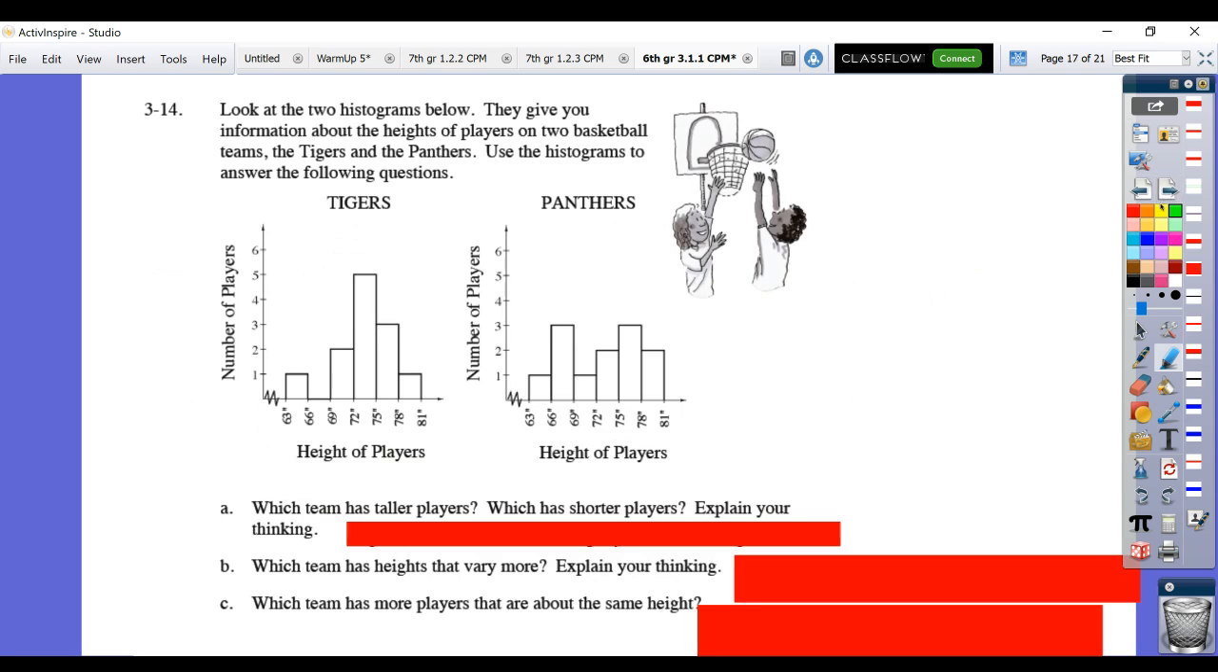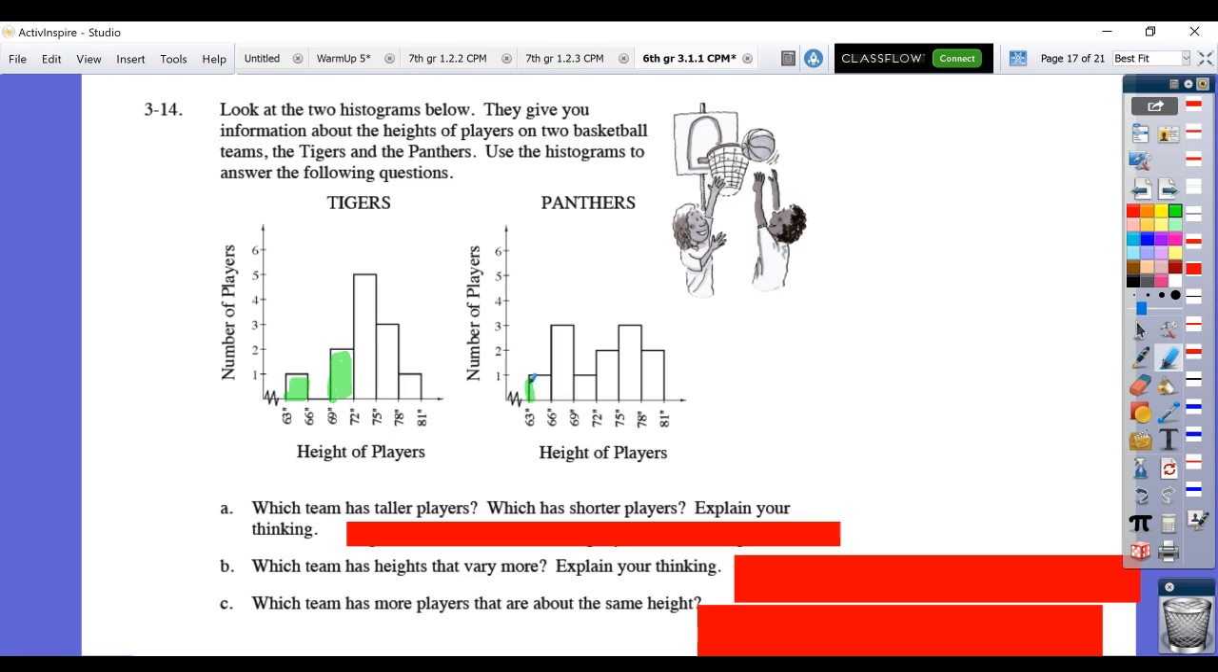For 3.14, you're going to look at the 2 histograms. They're giving you information about the heights of players on 2 basketball teams, the Tigers and the Panthers. And you're going to use these histograms to answer these questions. So what you see is in the Tigers, they have one player from 6'3" to 6'6", tall players obviously, or no, I'm sorry, that's 63 inches, my mistake, 63 inches to 66 inches. And then they have 2 players from 69 inches to 72 inches. They have 5 players from 72 to 75, and so on.